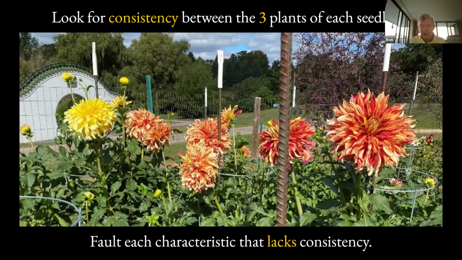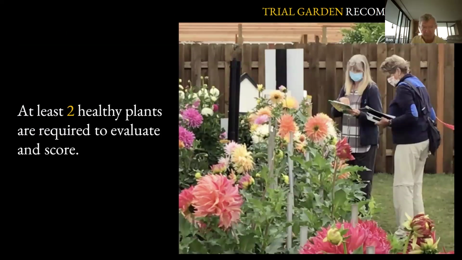Look for consistency. This almost looks like that one we were looking at earlier, that's the variegated. And so you would want the 3 plants to provide basically the same sort of appearance. If it's variegated, they ought to be similarly variegated. You can't score it if you lose 2, but if you have 2, then they are eligible to be evaluated.